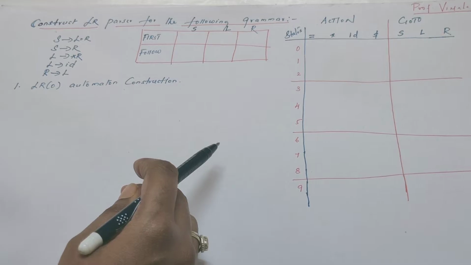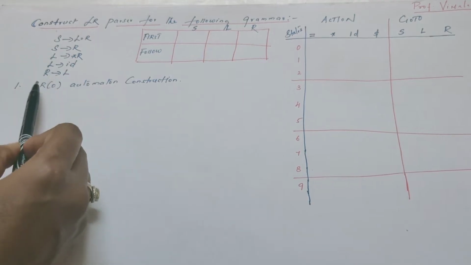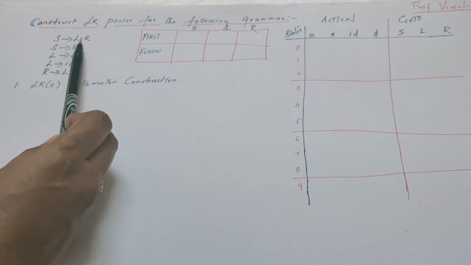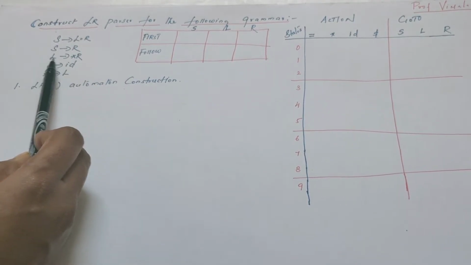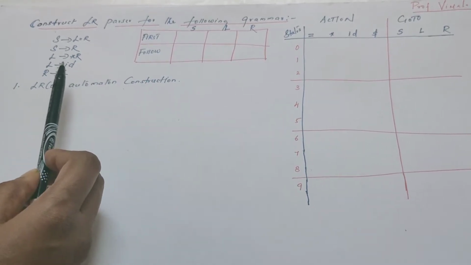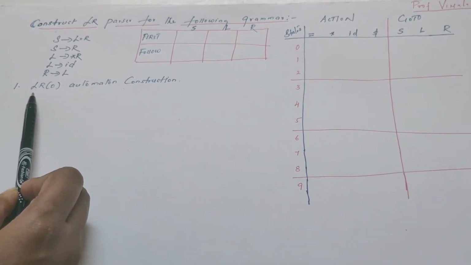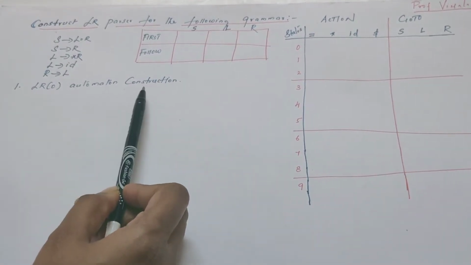Today in this video we are going to see the second example for the construction of LR parser. So this is a grammar I have taken. S derives L equal to R, S derives R, L derives star R, L derives ID, R derives L. For this grammar, the very first step we are going to do is the construction of LR0 automaton.